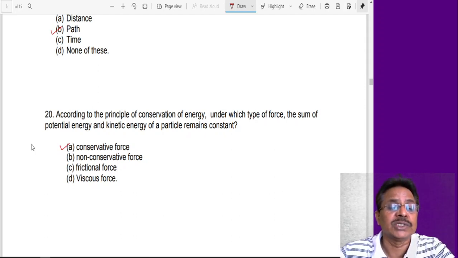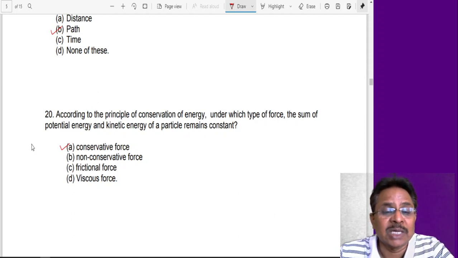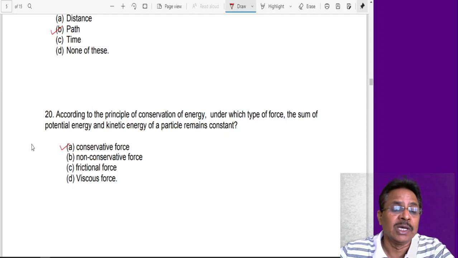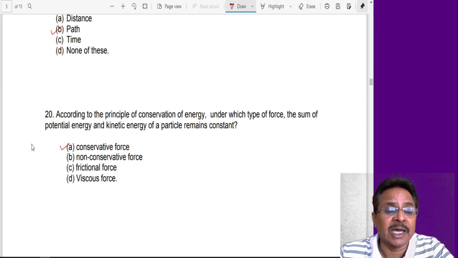In case of a conservative force field, the conservation of energy principle is valid, and the addition of kinetic plus potential energy is always constant. There is only a transformation of energy from one type to another, but the total energy of the system always remains constant. So for question number 20, the correct option is again A, as we have seen here.